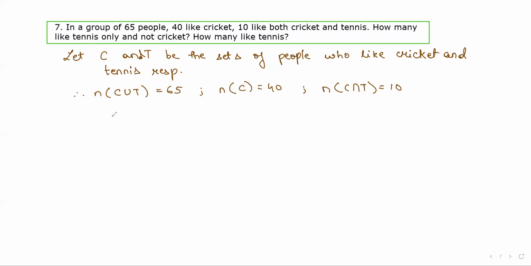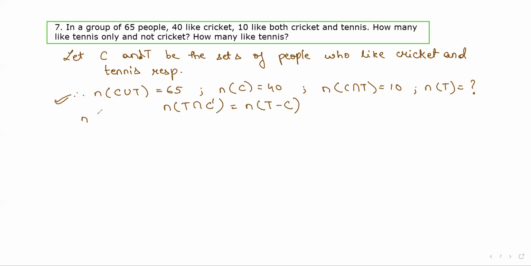So you have to find that out. And how many like tennis? So in the second part, how many like tennis, you're supposed to calculate n of T is equal to question mark. How many like tennis only and not cricket? So n of T intersection C dash. This is one way of looking at it: like tennis only, but not cricket. Or which is equal to n of T minus C. It's the same thing. We like tennis, but not cricket. Let's calculate the first part, n of T, first.